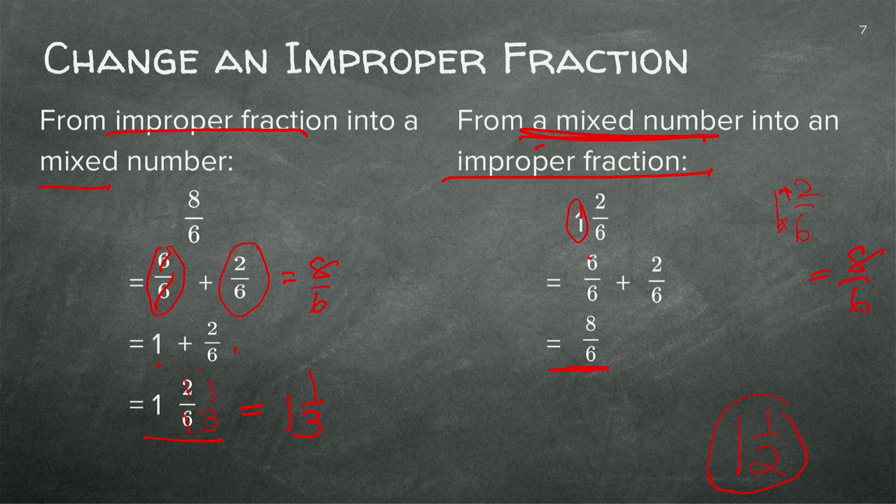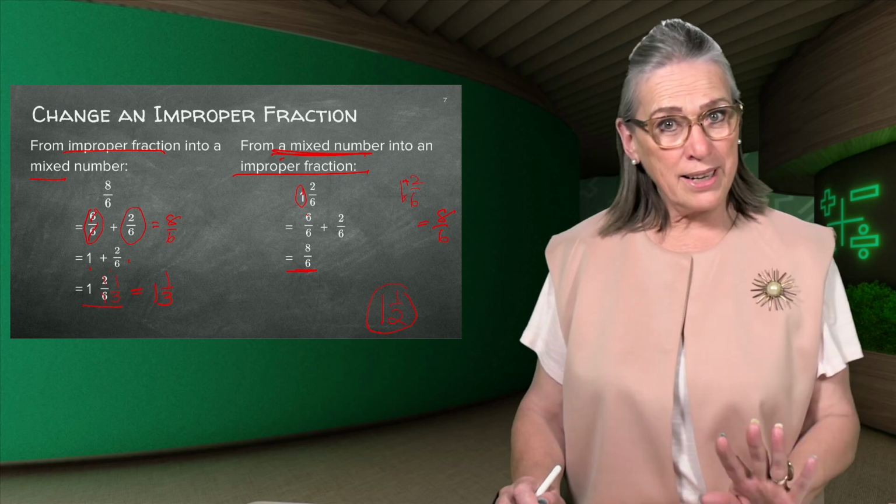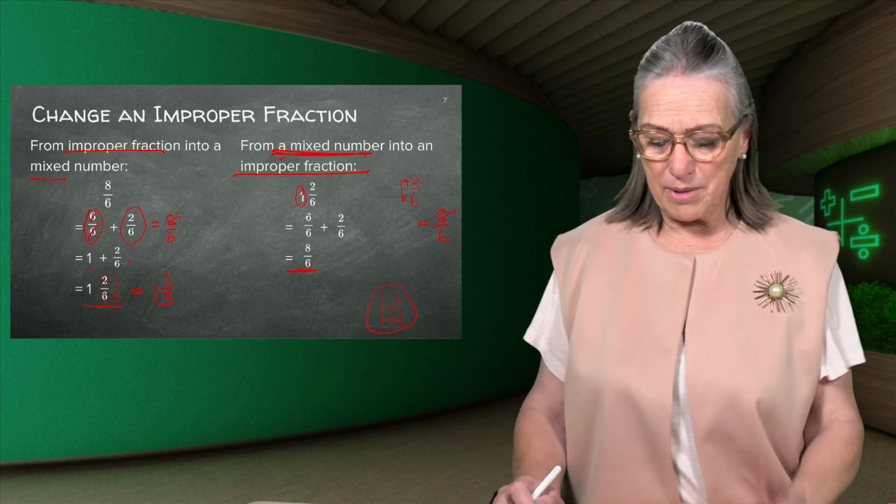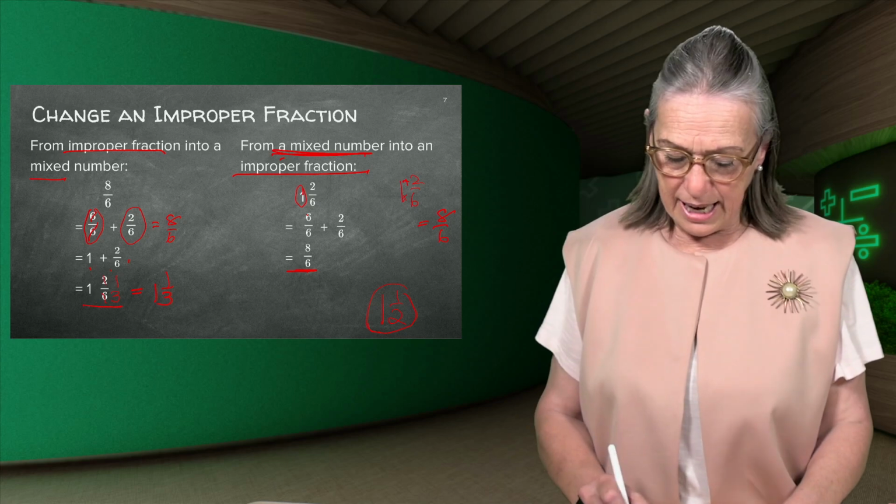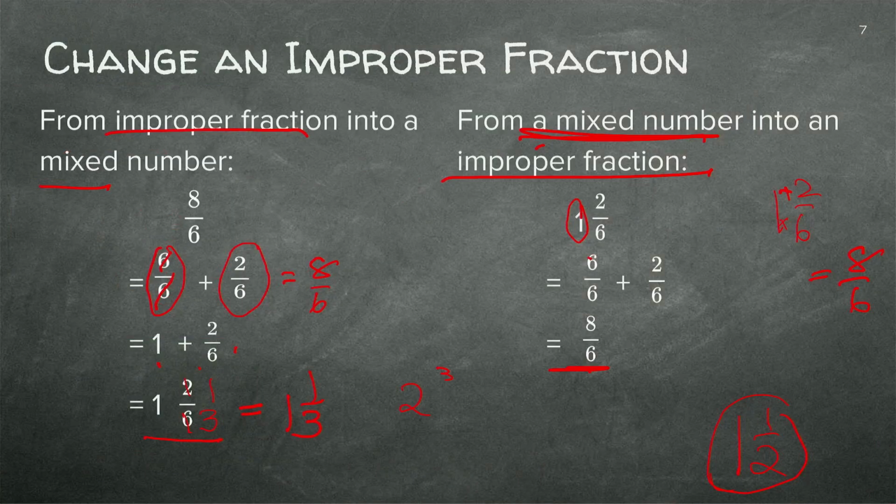Now, if I'm going too fast, I want you to stop it and just listen to this again. I'm going to make another example. Say it is 2 and 3 over 5. That is a mixed number, and we want to put this into an improper fraction. So it's going to be 2 times 5 is 10, plus 3 is going to be 13 over 5.